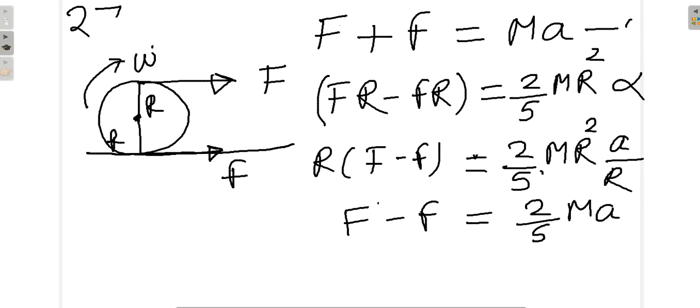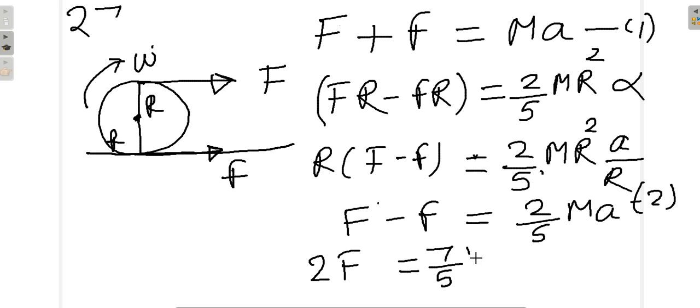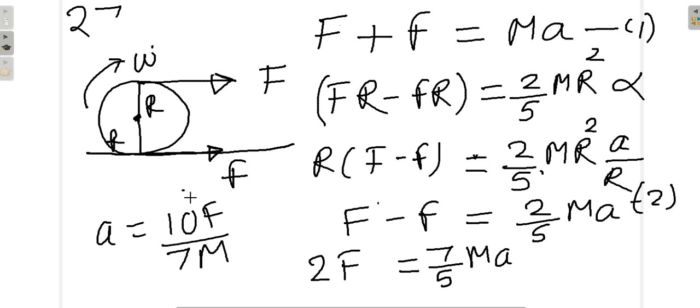So this is the first equation, and this is the second equation. Just add them. Capital F and small f will cancel, and you will get 2F is equal to ma plus 2 by 5 ma. That is 1 plus 2 by 5, which is 7 by 5. Rearrange the terms, and you will get acceleration as 10F upon 7.